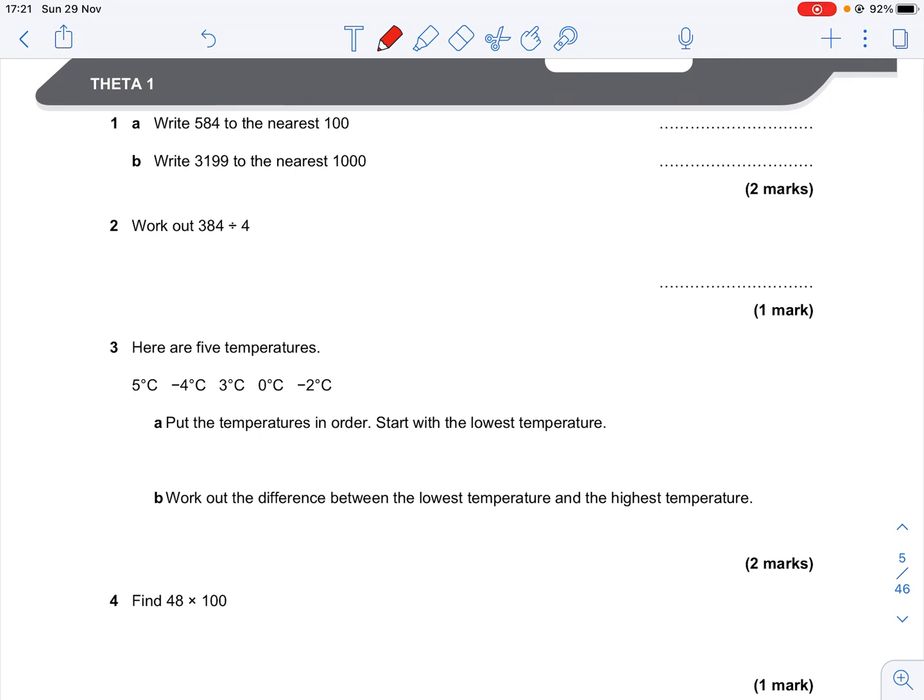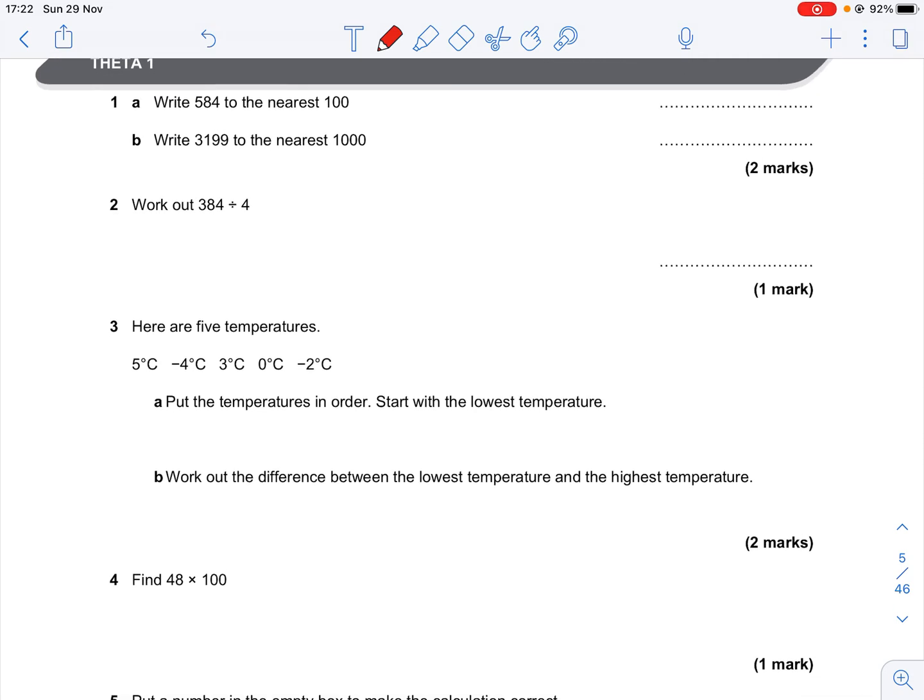Okay, now this is about Unit 2. So you are asked to write 584 to the nearest 100. So remember, this is our digit, tens, hundreds. So we want to round it to the nearest 100, and we look at the tens column, and it's 8, so we round it up. So it'd be 600. So this one is rounding to the 1000, and this is 1. It's less than 5, so we round it down. So the answer is 3000.